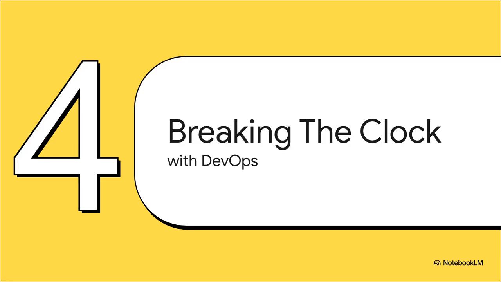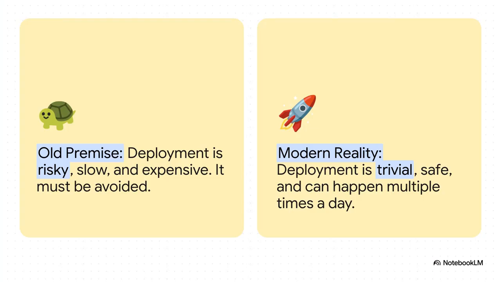But it's not all doom and gloom. There's really good news here. The clock was first described way back in 2012. And since then, modern DevOps practices have completely changed the game. They've broken the very assumptions that got the clock ticking in the first place. You see, the old premise that drove everyone around the clock was fear. The fear that deploying new code was this big, scary, expensive event. But with modern CI/CD pipelines, that whole idea has been flipped on its head. For a high-performing team today, deploying a code change is trivial, it's safe, and it can happen in minutes.